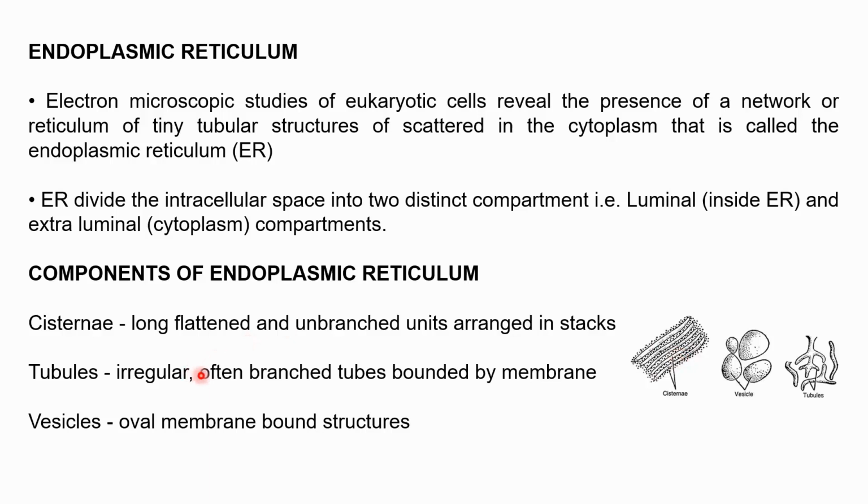Tubules are usually irregular tube-like structures, often branched tubes bounded by the membrane. We can see here the diagram of the tubules. Vesicles are oval membrane-bound structures. So there is a difference in morphology between how these three components look. Cisternae are long, flattened and unbranched units, while tubules are cylindrical, branched tube-like structures, and vesicles are oval membrane-bound structures.